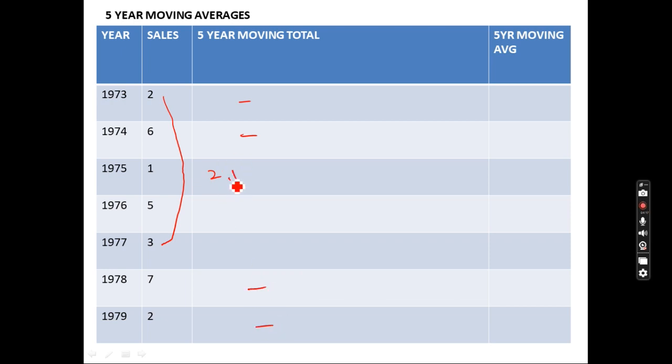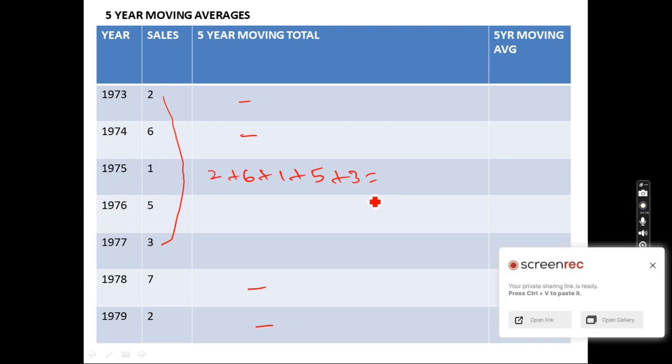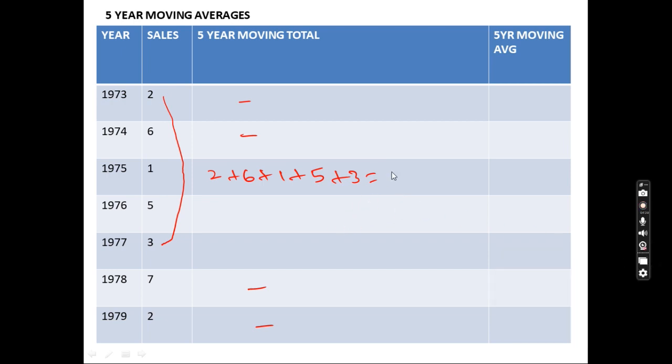Here you write 2 plus 6 plus 1 plus 5 plus 3. Once you do the total, you will get 17. Next 5 values: leave one here and add from this 6 till 7, 1, 2, 3, 4, 5. So here you write 6 plus 1 plus 5 plus 3 plus 7. Once you add this, you will get 22.